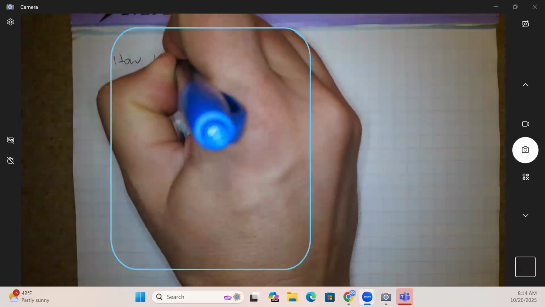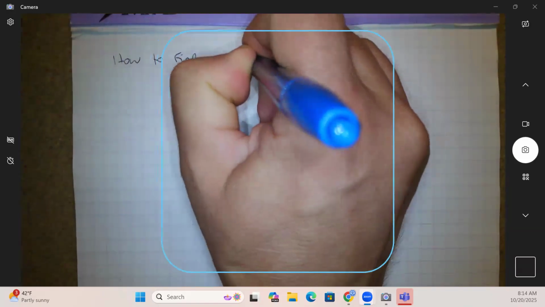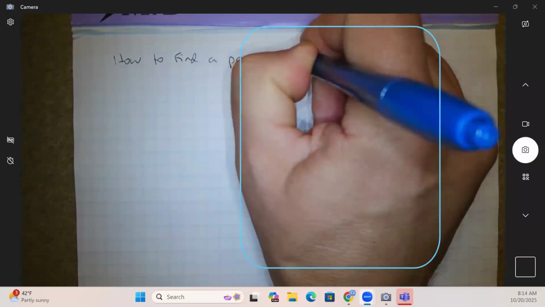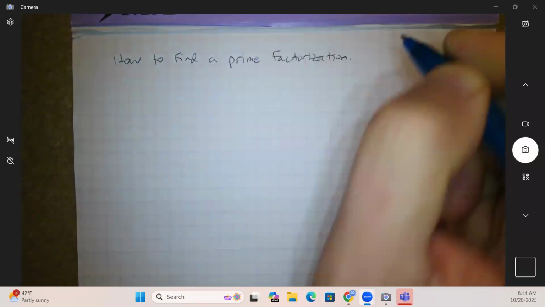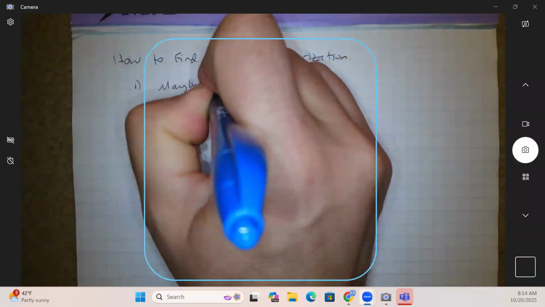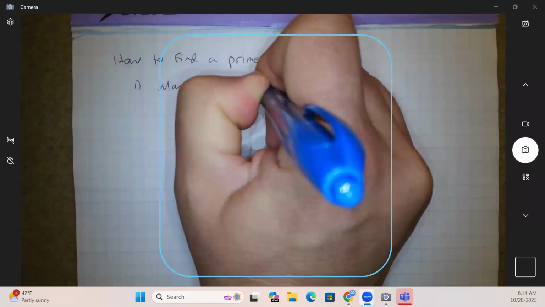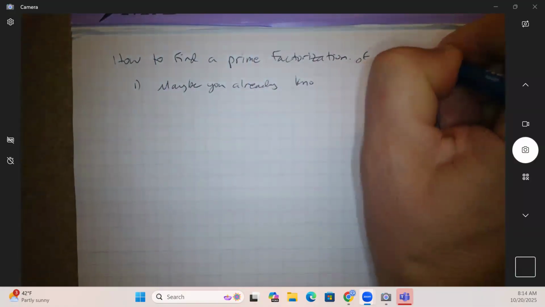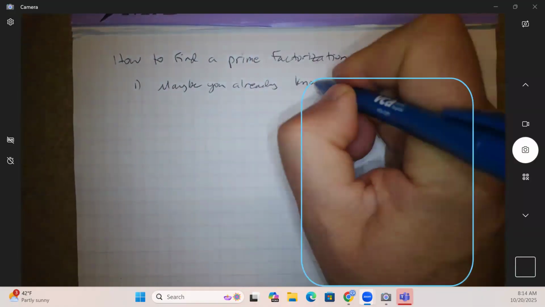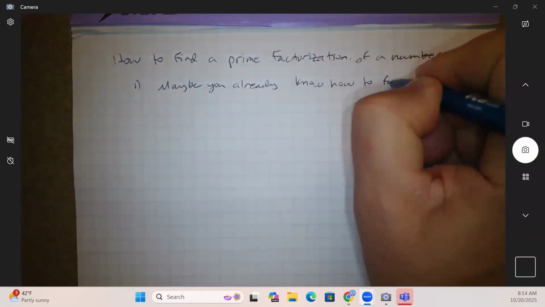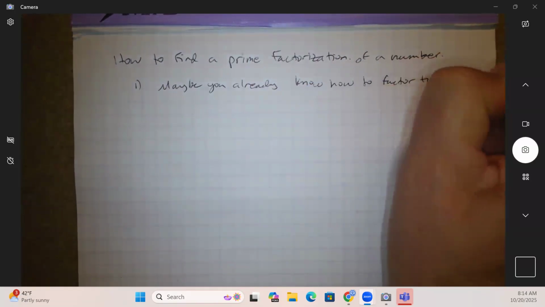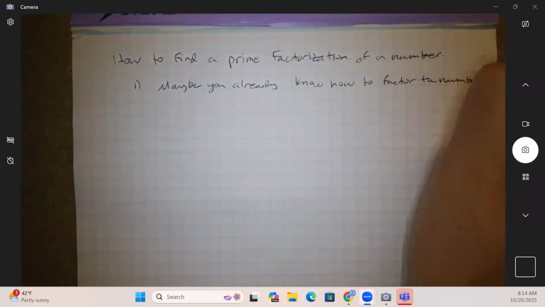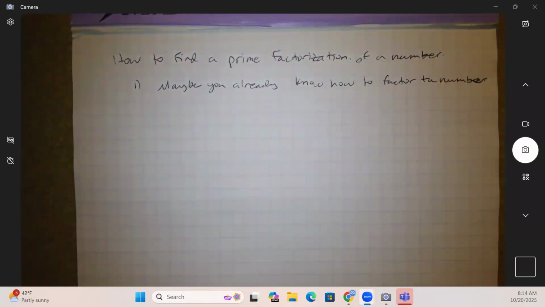Let's talk about how to find a prime factorization. One is just maybe you already know the prime factorization of a number. Maybe you already know how to factor the number. Right? That's certainly possible.